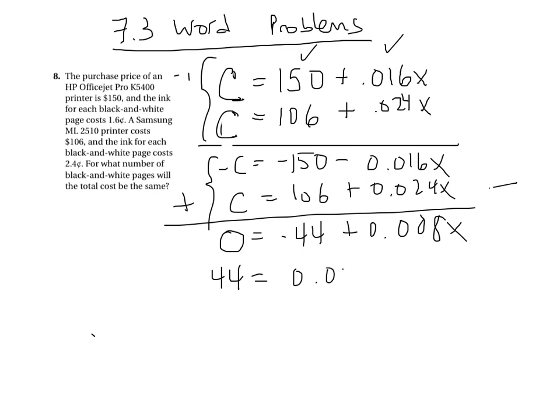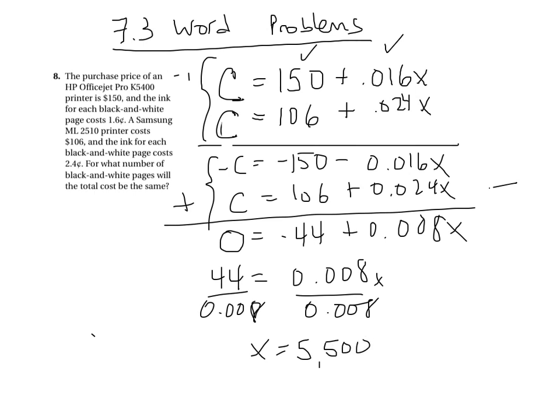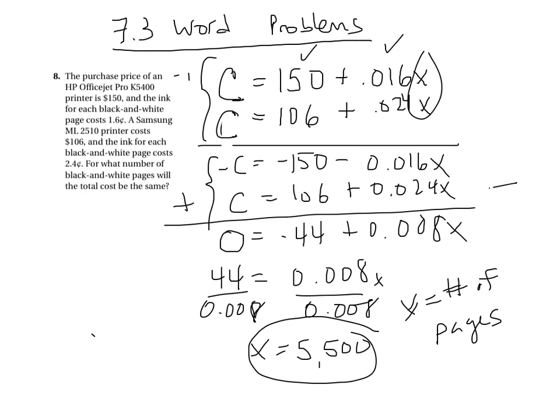44 equals 0.008x. Let me pause this while I grab my calculator. Okay, I'm back. And to solve for x, we have to divide by 0.008. So 44 divided by 0.008 is 5,500. And now remember, what does x represent here? X is the number of pages. So here's what we're saying. If we print 5,500 pages, it does not matter which printer you choose.